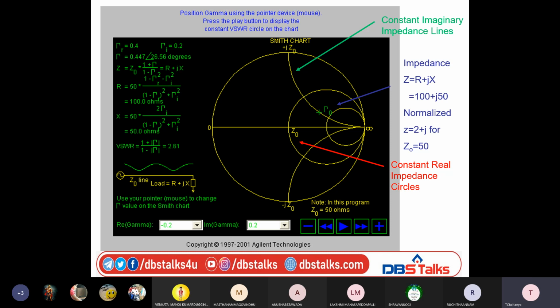So now how to represent an impedance value on the Smith chart? Initially they will give the impedance and they will give the characteristic impedance Z naught also. You can divide Z by Z naught, we will get the normalized impedance: 100 plus j into 50 divided by 50 means 2 plus j. So this 2 plus j value can be represented on a Smith chart, it is here.